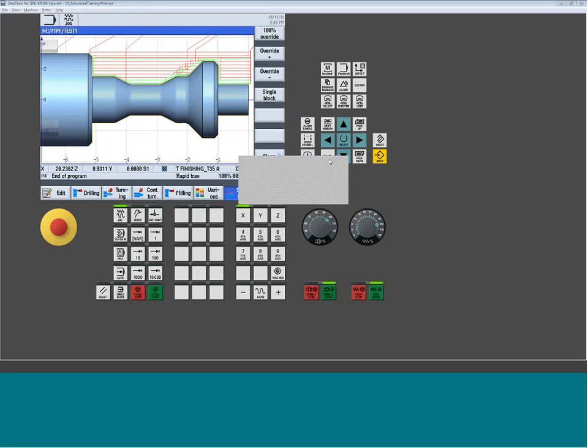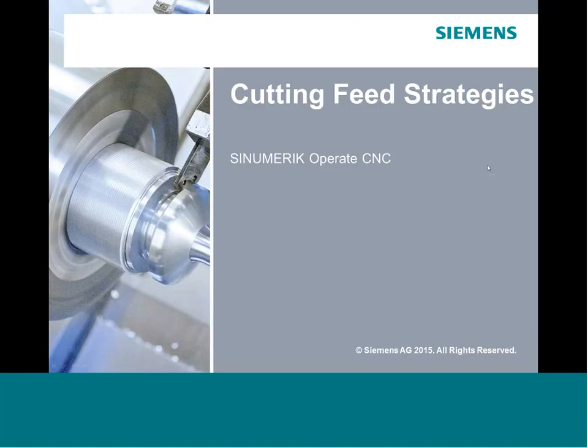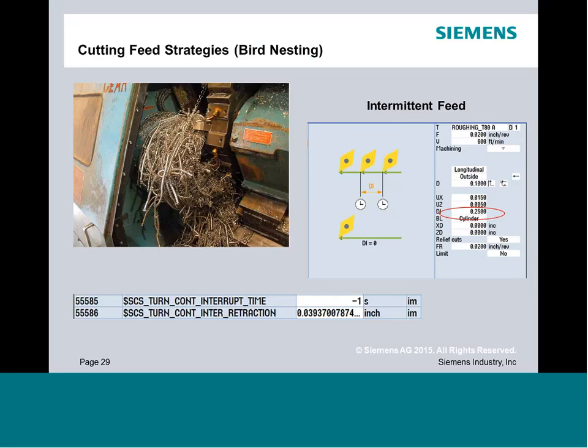So the next area we're going to explore in this webinar is cutting feed strategies. There's a couple unique strategies here that I like to point out because a lot of guys don't realize what they do. First things first, we have what we call intermittent feed. Intermittent feed is kind of like a pecking cycle for turning. What it's there to do is give you a chip breaker when maybe the chip breaker that's on the insert isn't sufficient.